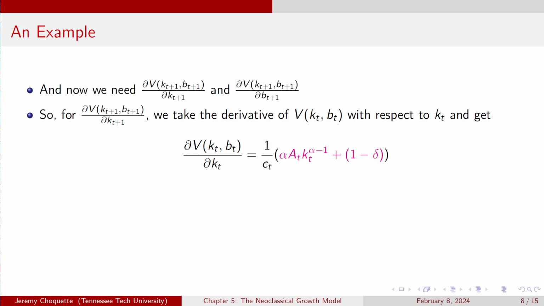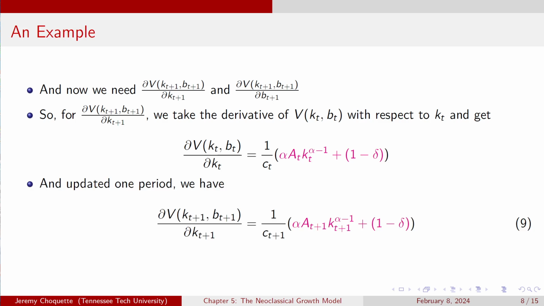So the derivative with respect to kt is the same as what we saw with the neoclassical growth model. It's the nice thing about these linear constraints. It's generally going to be unchanged with respect to capital. So the partial of v with respect to kt is 1 over ct times alpha times at times kt to the alpha minus 1 plus 1 minus delta. Cool. Update 1 period. You get this. We've seen this before. 1 over ct plus 1 times alpha times at plus 1 times kt plus 1 to the alpha minus 1 plus 1 minus delta.